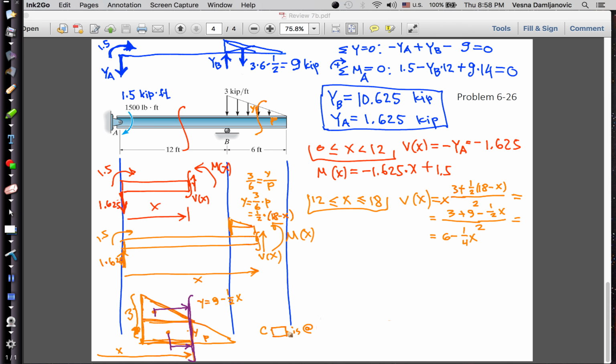So the centroid of the rectangle, with respect to this cross section here, is just this amount. So how much is that? It is the whole distance, right? So it's the whole distance, which is x minus 12.